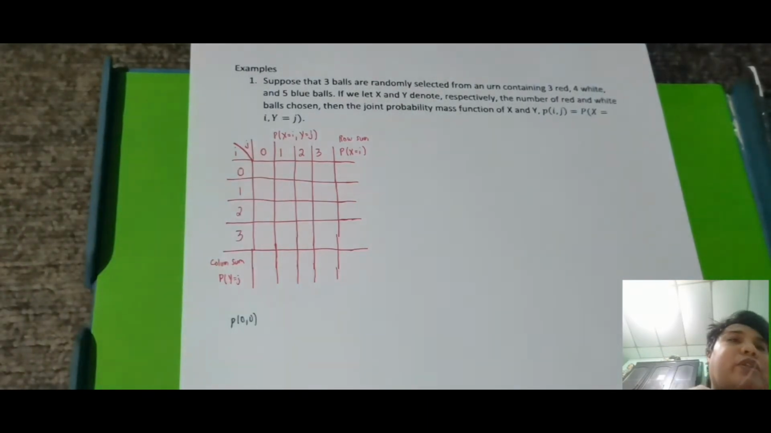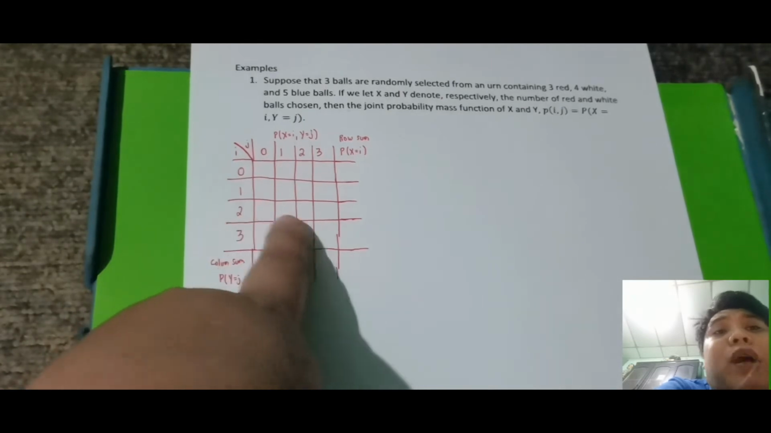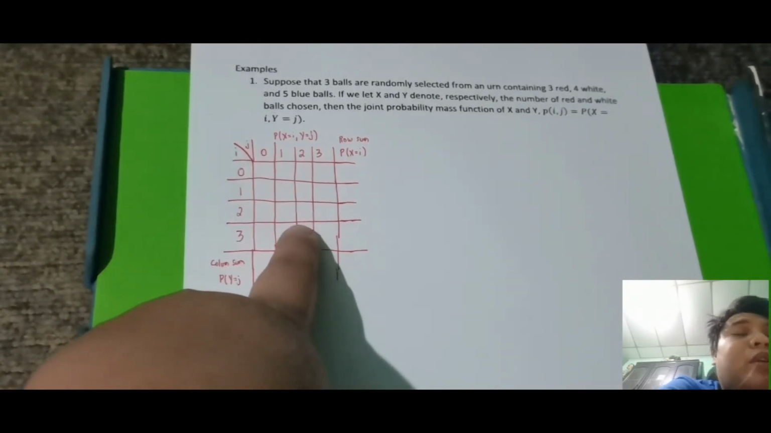Okay, ngayon, may mga obvious dito. Since ilang bola lang yung nakukuha natin, ang bola na nakukuha natin is 3 lang kada draw. Suppose that 3 balls are randomly selected. So meaning, ano yung mga hindi possible dito? Ang mga hindi possible dito is yung probability ng 2, 2. Bakit? Ilang bola na yun? Yung probability ng 2, 2, ang bola nun is 4 na.